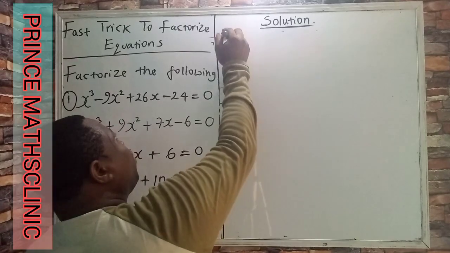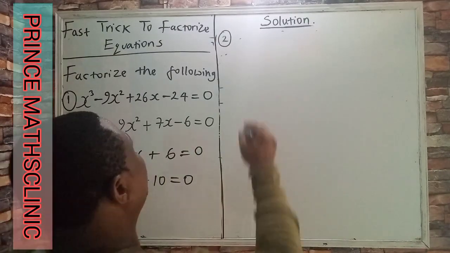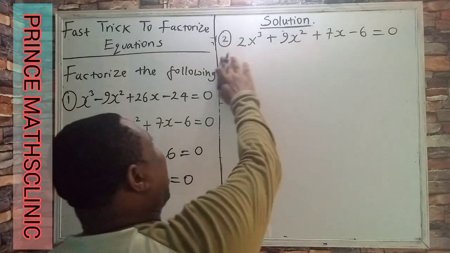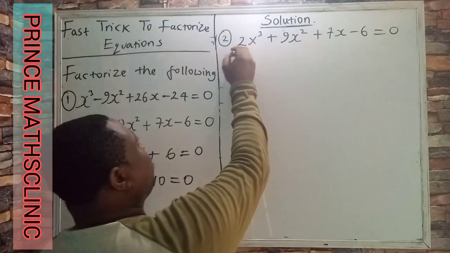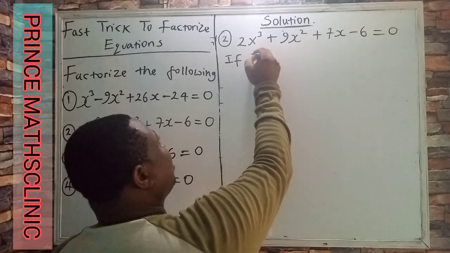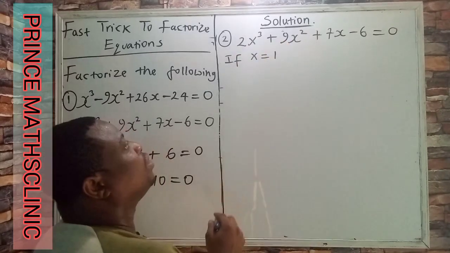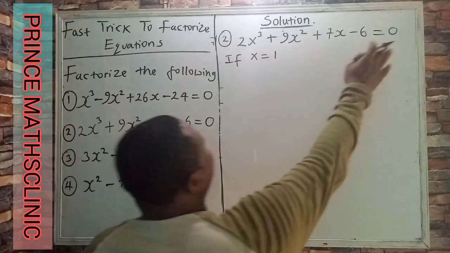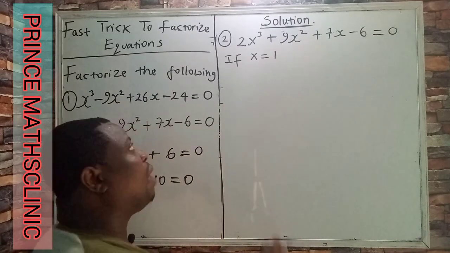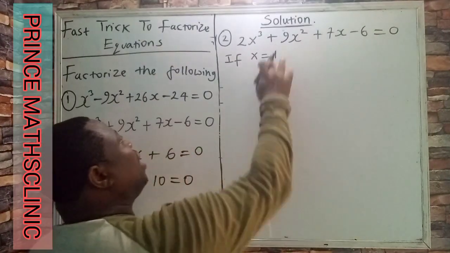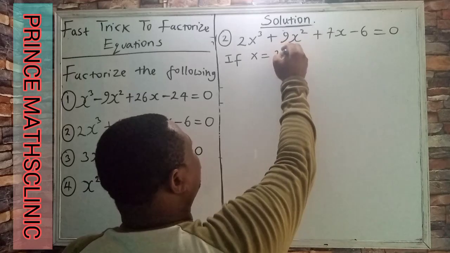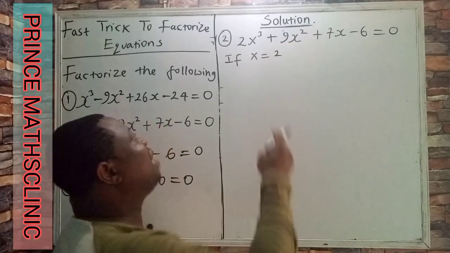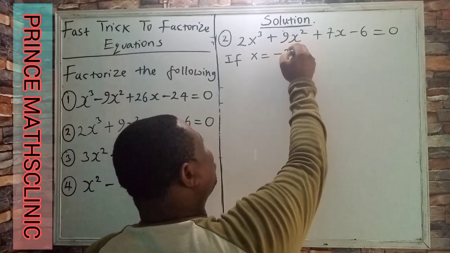Now the second question says 2x squared, the job again is to find out the factors. So I will test again. I'm going to test if x is equal to 1. Now there's no need wasting my time. x equal to 1 will never give me 0. x equals to minus 1 will never also give me 0. So let me try 2. And I know 2 will also not give me 0. So in order to save our time, let's just go to minus 2.